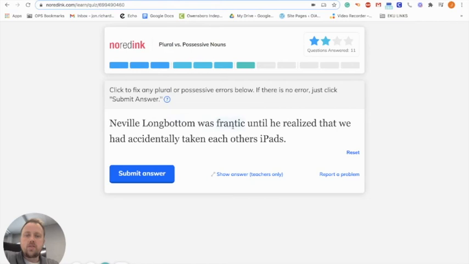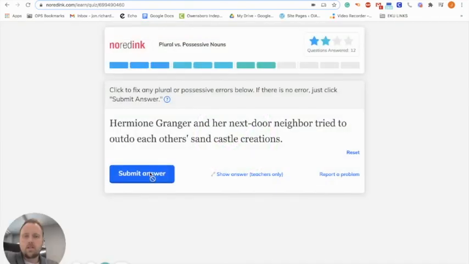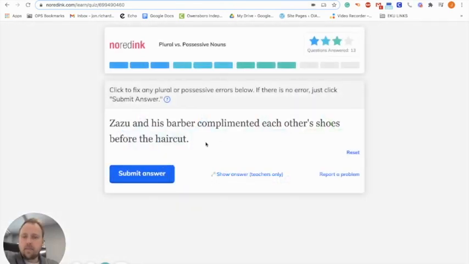Neville Longbottom was frantic until he realized that we had accidentally taken each other's. So each other's, the rule with each other's, we put an apostrophe S. Not bad. Almost there. Hermione Granger and her next door neighbor tried to outdo each other's. Again, we got each other's, so we're going to put an apostrophe S. All right, last level. Zazu and his barber complimented each other's shoes before the haircut. So each other one more time. Oh, wait. So that was correct. I was going to change it, but that is correct. So apostrophe S with each other's.